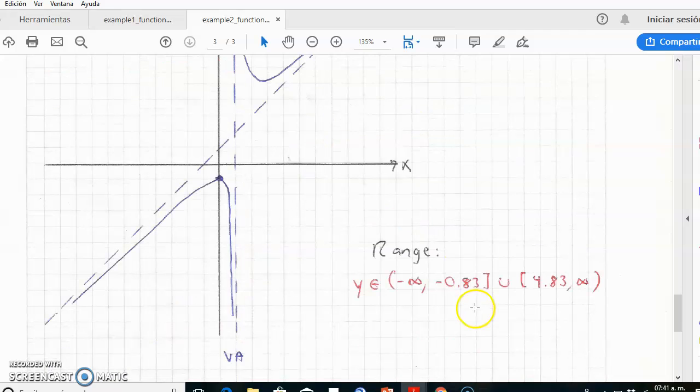And then the range, in this case the range will be a little difficult to find because you need to use derivatives for that, but in this case it's an approximation. So this will be minus infinity to minus 0.83 included, which is this value, union 4.83 comma infinity. And that will be the range.